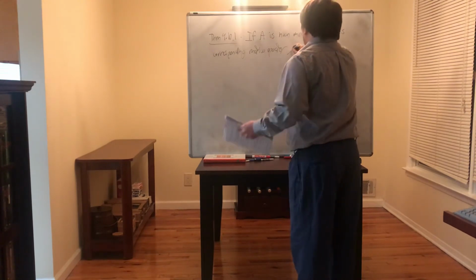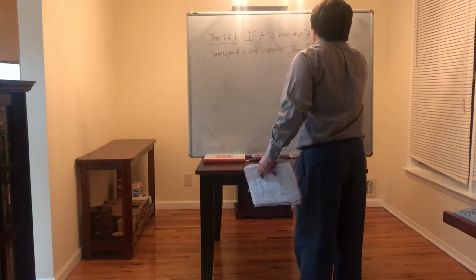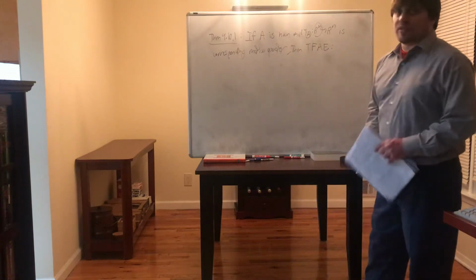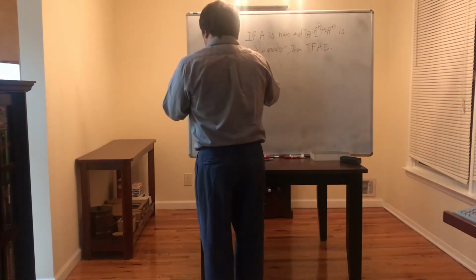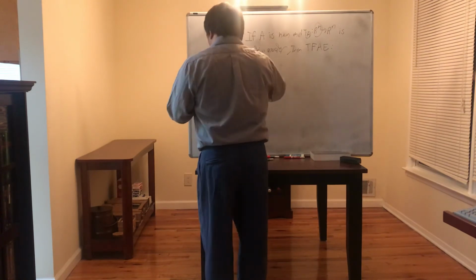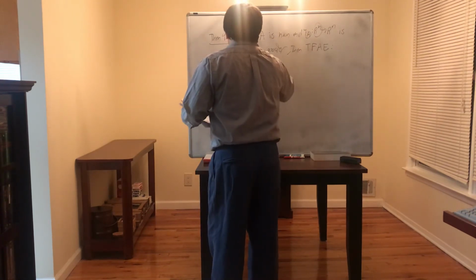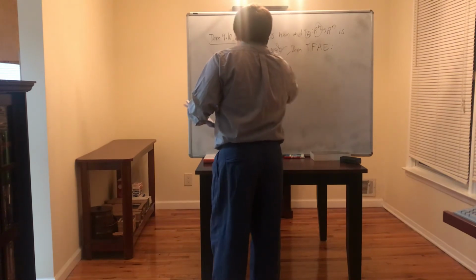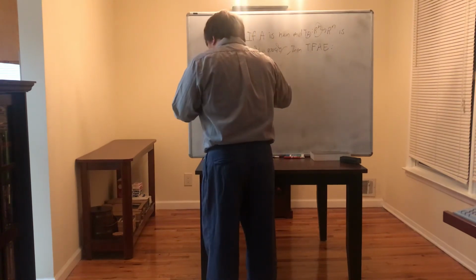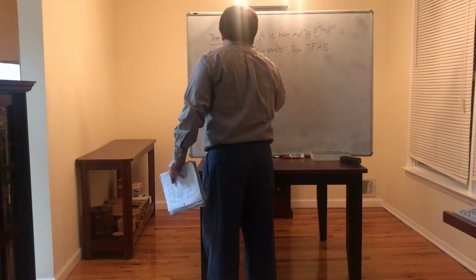Then the following statements are equivalent. Then TFAE, which is again the abbreviation, just like the equivalence theorem, of the following are equivalent. So the following four statements that we write are equivalent. Part A: the matrix A is invertible. Statement B: the kernel of T sub A is the zero set.